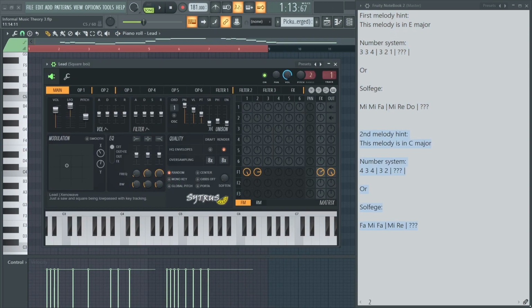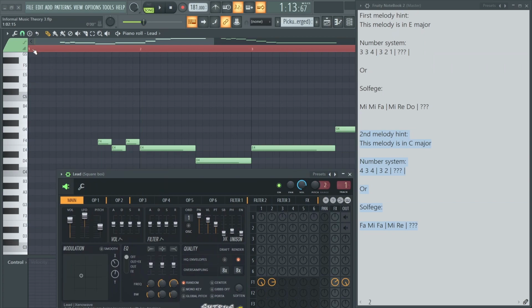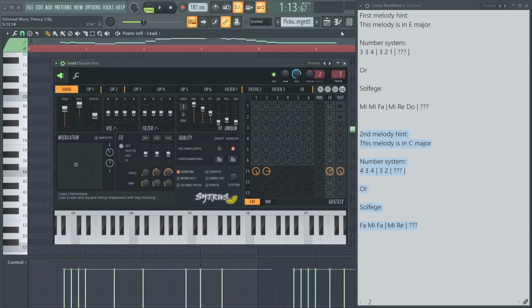Okay, so for the second melody, we're in C major, so let's establish that first. So 1, 2, 3, 4, 5, 6, 7, 8. Again, I have the first two measures written out. So the first measure is just a pickup measure, and then the second measure is just two notes. So 4, 3, 4, 3, 2, or fa, mi, fa, mi, re, and you figure out the rest. Whoever gets both of these melodies, either in solfege or using the numbers, will have the comment pinned.